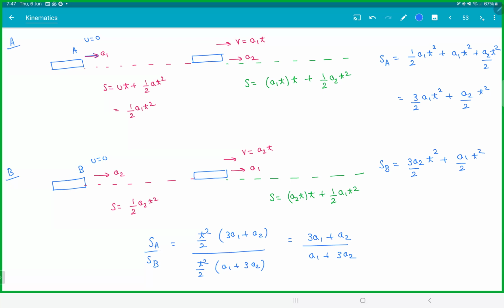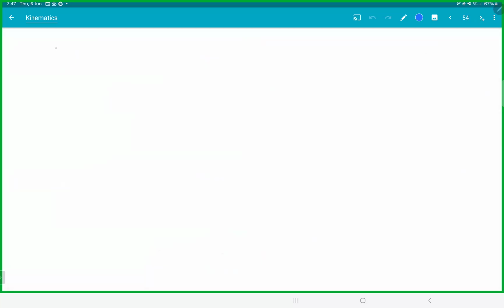Now look at the second part. That SA by SB, we got 3A1 plus A2 over A1 plus 3A2. So take out A1 common, multiply and divide by A1. You end up with A2 by A1, 1 plus 3A2 by A1. So multiply and divide by A2, A1 and A2.